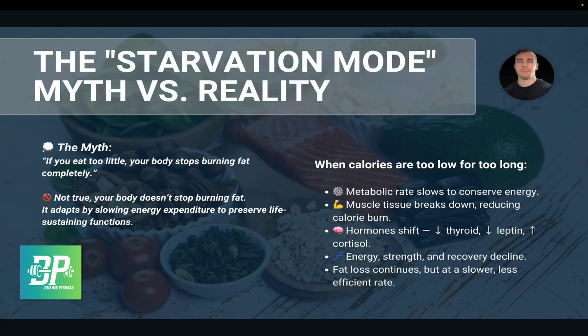So just keep in mind that it helps to get nutrients throughout the day. It helps to do strength-based workouts. It helps to have a proper sleep schedule. All of these things make a big difference in how your body is going to be able to metabolize better.